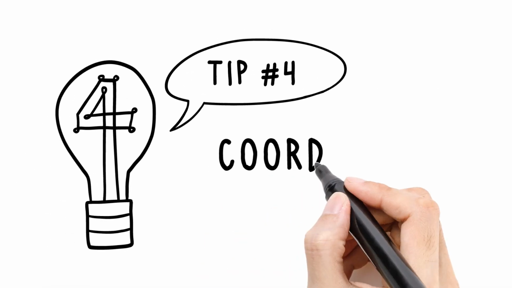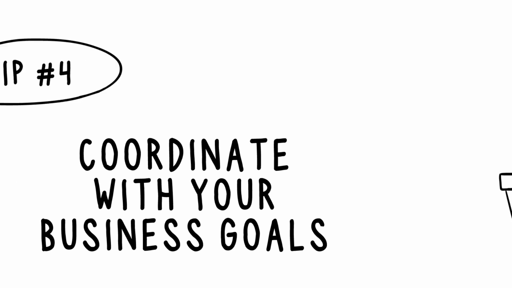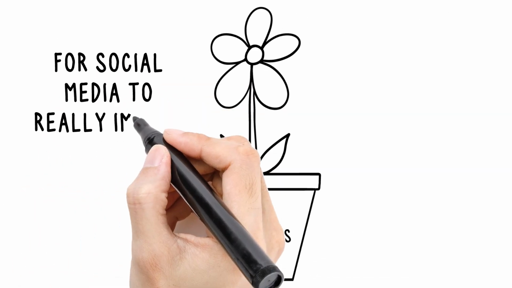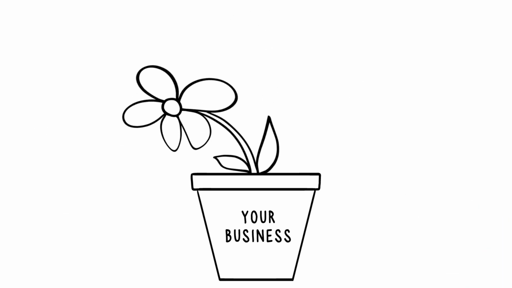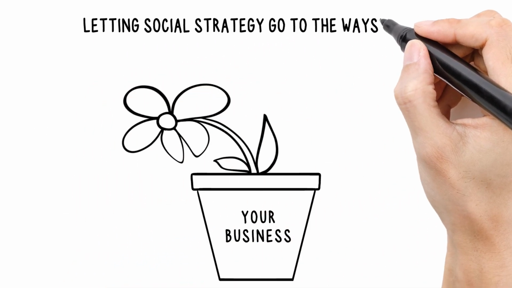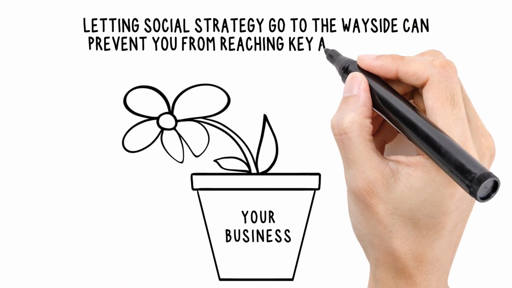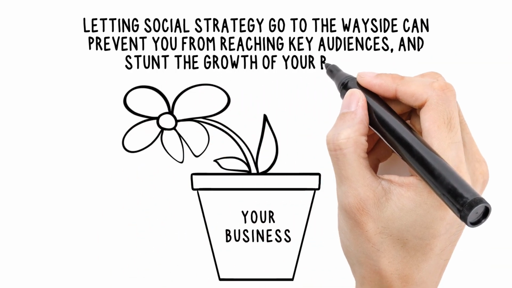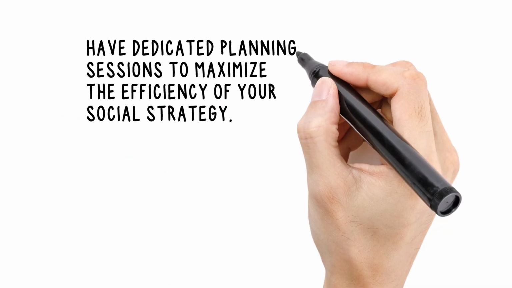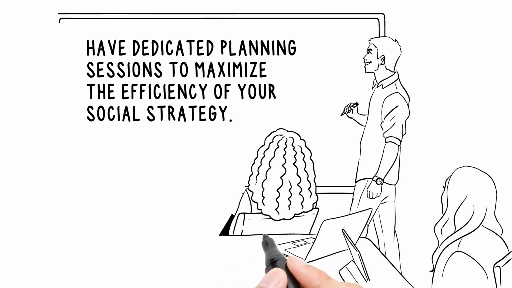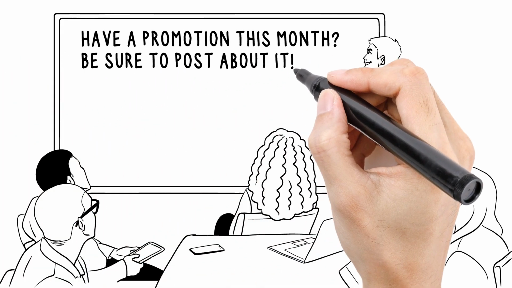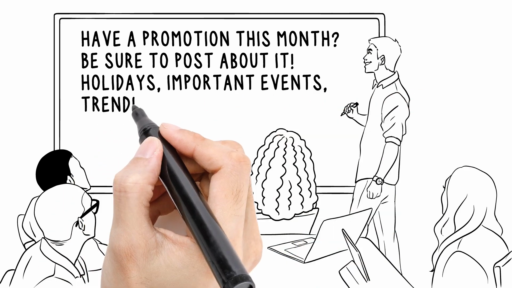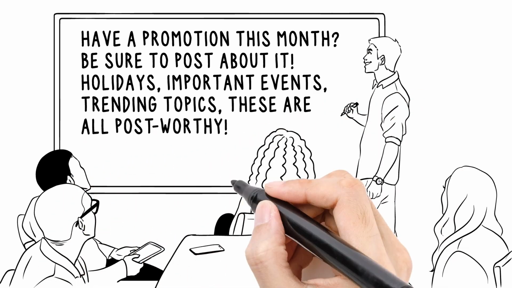Tip number 4, coordinate with your business goals. For social media to really impact your business, you have to treat it with respect and care. Letting social strategy go to the wayside can prevent you from reaching key audiences and stunt the growth of your business. Have dedicated planning sessions to maximize the efficiency of your social strategy. Have a promotion this month? Be sure to post about it. Holidays, important events, trending topics, these are all post-worthy.